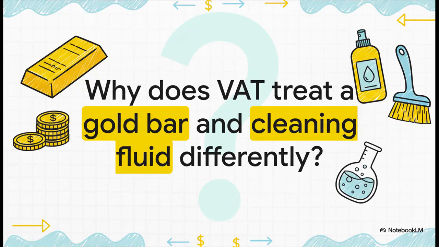All right, to get us started, I've got a little puzzle for you. Picture this. A business sells a gold bar to another business. Then another company sells a bottle of cleaning fluid, also to another business. Seems simple, right? But for VAT purposes, the UAE treats these two sales completely differently. One of them triggers a special rule and the other doesn't. And by the end of this, you're going to know exactly why.